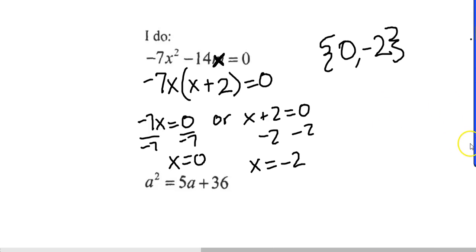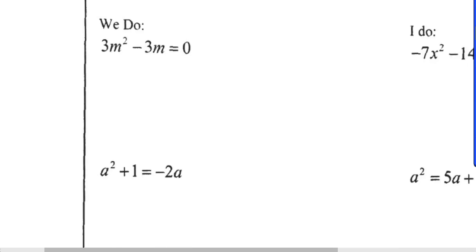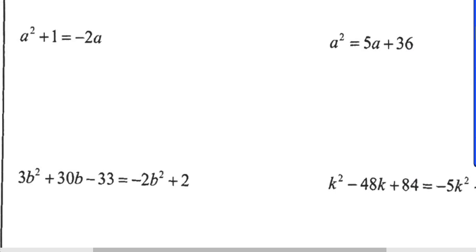Okay, you should have got the answers 0 and -2. We're going to move on to the next problem. Here we go. All right, so here we have 3 different terms, an a squared, a constant, and on the other side, a -2a. Now, I wouldn't enjoy solving this equation in this form because it's hard to imagine what the answer is. But if I make it equal to 0, I make the situation a lot simpler for myself.